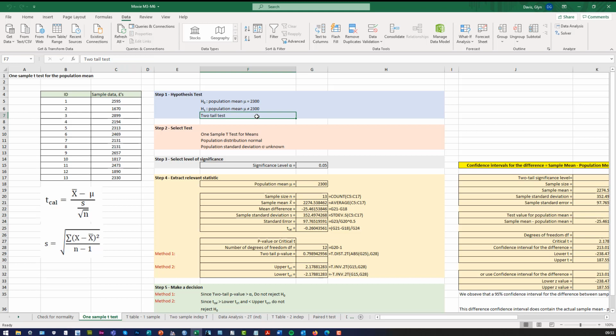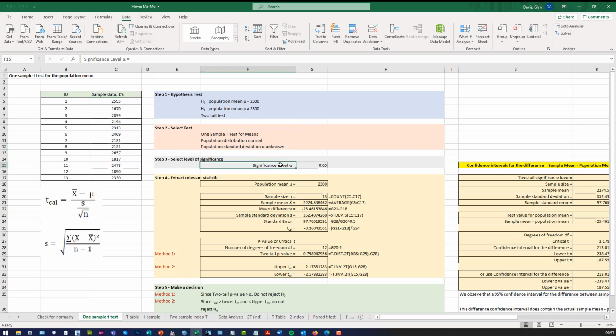Now, this comes from the textbook, and in the textbook we're told that the population distribution is normally distributed, but the population standard deviation sigma is unknown. Because of those two facts, we have to use a one sample t-test. So what we're going to do is compare the sample mean, the mean of those numbers, against what the population mean is believed to be, which is 2,300.